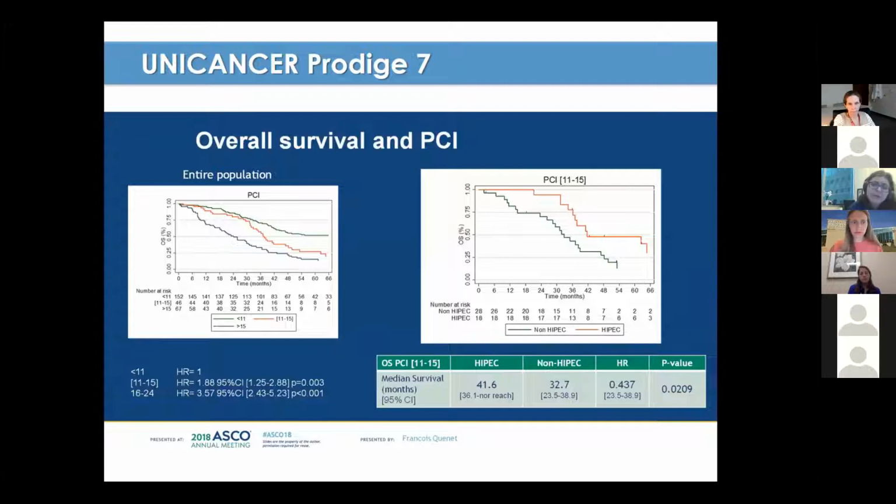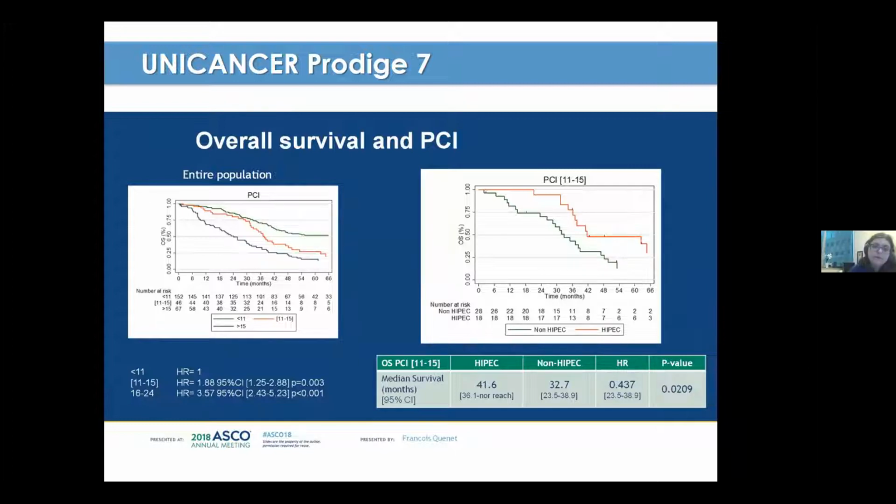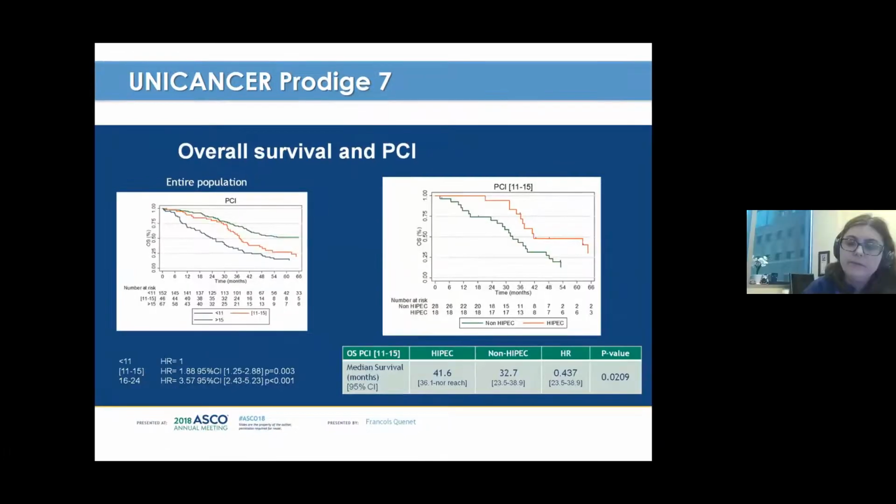This was something that I'm not going to touch necessarily much, but just to tell you that, again, in terms of the PCI score that the patient has in the beginning of the surgery, they might influence how much the outcomes will be. And then there was this difference in the subgroup of patients that had a PCI score from 11 to 15 that showed that the patients with HIPEC did better.